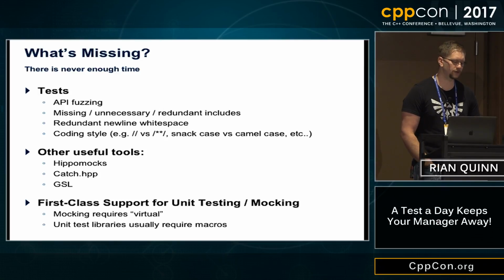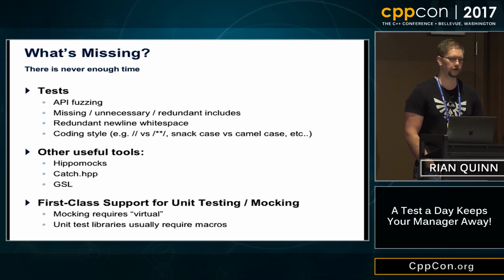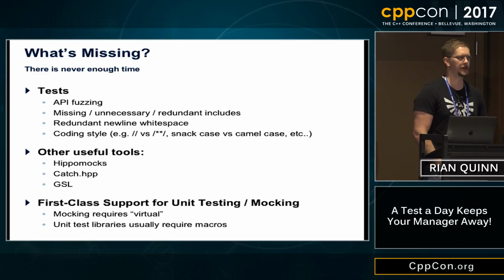Other tools you might find useful are things like HippoMocks for mocking with your unit tests, unit test libraries like, say, Catch HPP, and then the GSL. If you want to try and get C++ Core Guidelines, you're going to need some sort of support library. Microsoft's is a great place to start.